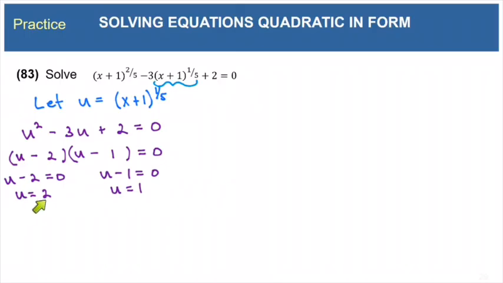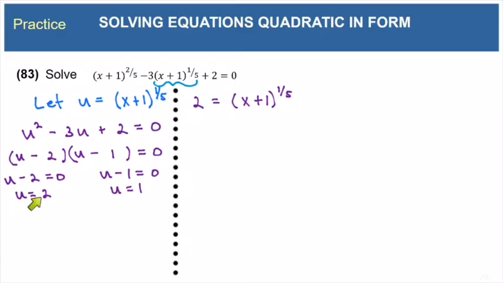Okay, remember u equals 2, but u equals (x+1) to the 1/5. That means 2 equals (x+1) to the 1/5. See, I'm just putting the 2 in place of the u so I can get back to x. Now raise both sides to the 5th power, and we'll have 2 to the 5th, which is 32, equals x plus 1. Subtract 1 from both sides, and you have x equals 31.